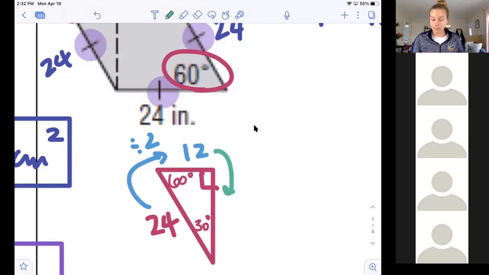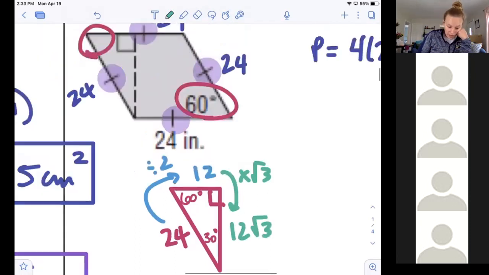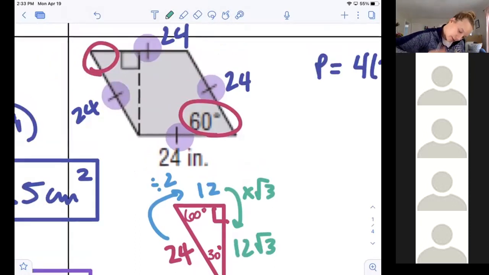Would you multiply by root 3? Very good. We multiply by root 3. Good job, Ella. Times root 3. And 12 times root 3 just stays as 12 root 3. So I'm going to leave it there. And this is my height. And I'm going to actually try and write it on my picture. 12 root 3. There we go.